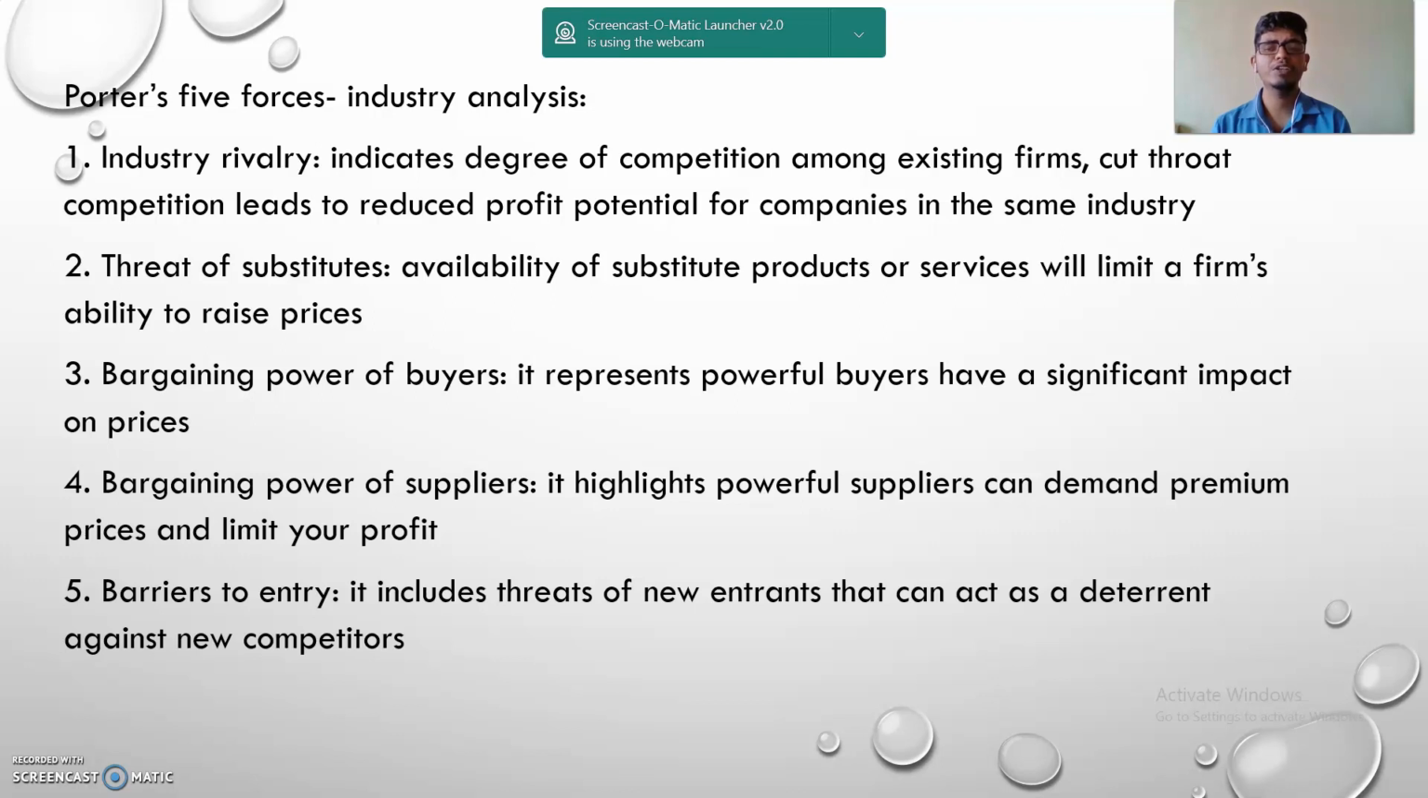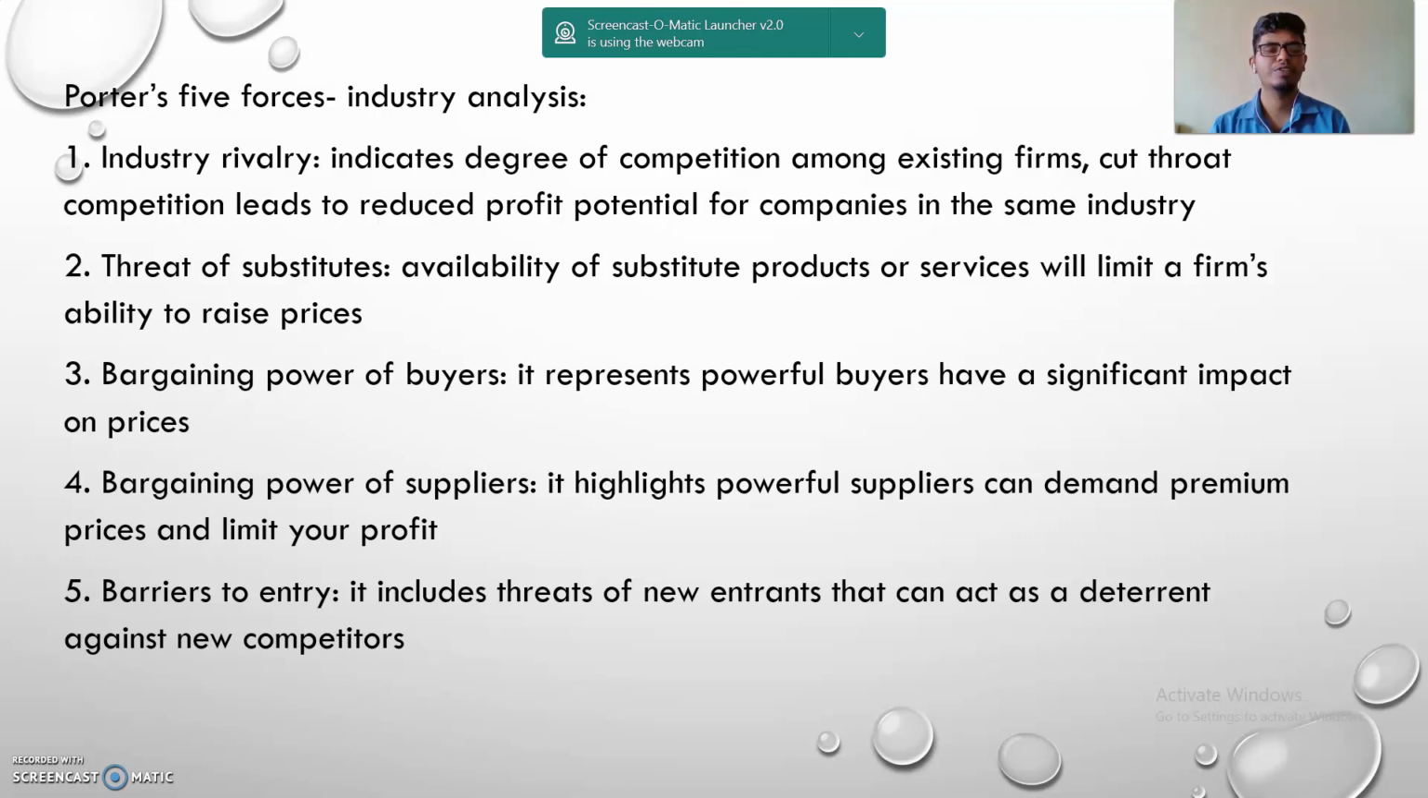Then bargaining power of the buyers. The consumers of the industry's product are very important. What your target group is also affects your profit. So if your target group is the middle income group, definitely the consumers are bargainers, correct? So that is what we need to analyze under industry analysis. As per Porter, bargaining power of the buyers also will affect.